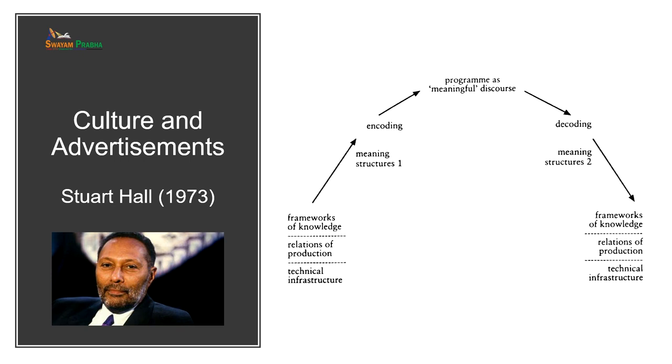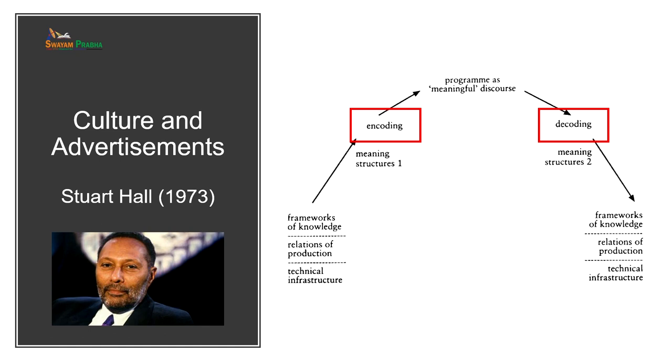He talks about his ideas of encoding and decoding, and the role of language in creating this visual form. So what Hall talks about is this framework of knowledge that you start with in society, that you are a product of, and then you go into having your own encoding and decoding procedure. And then that gives rise to a new framework of knowledge, a new relation of production, new technical infrastructure.